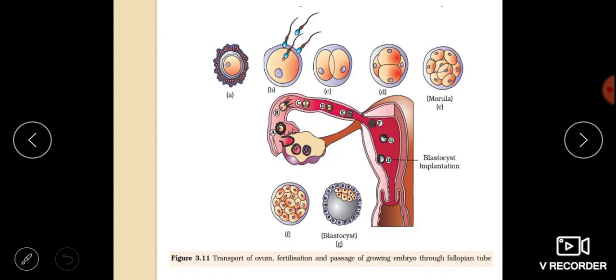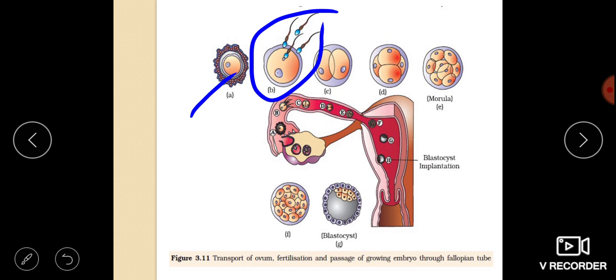Coming to the next part, now see, the fertilization is over. You can see this is the structure again from your textbook, which shows the uterus, the fallopian tube, the ovary, and the various development stages up to implantation. So in the first case, here it is the ovum, and here it is the fertilization process. Now after fertilization, the zygote is formed.